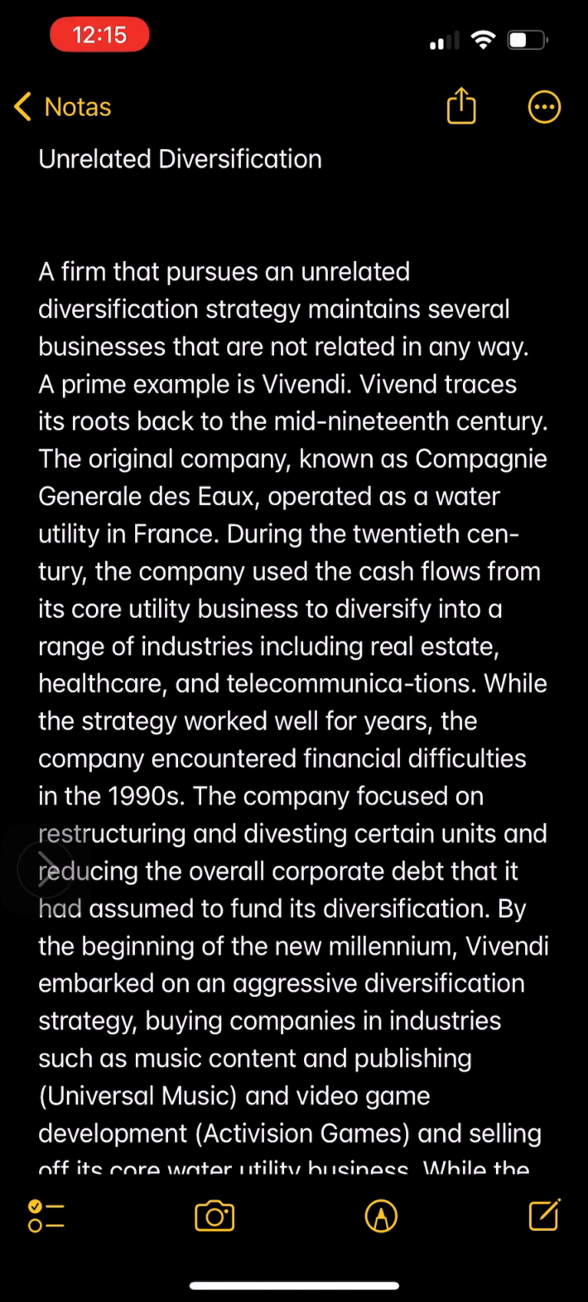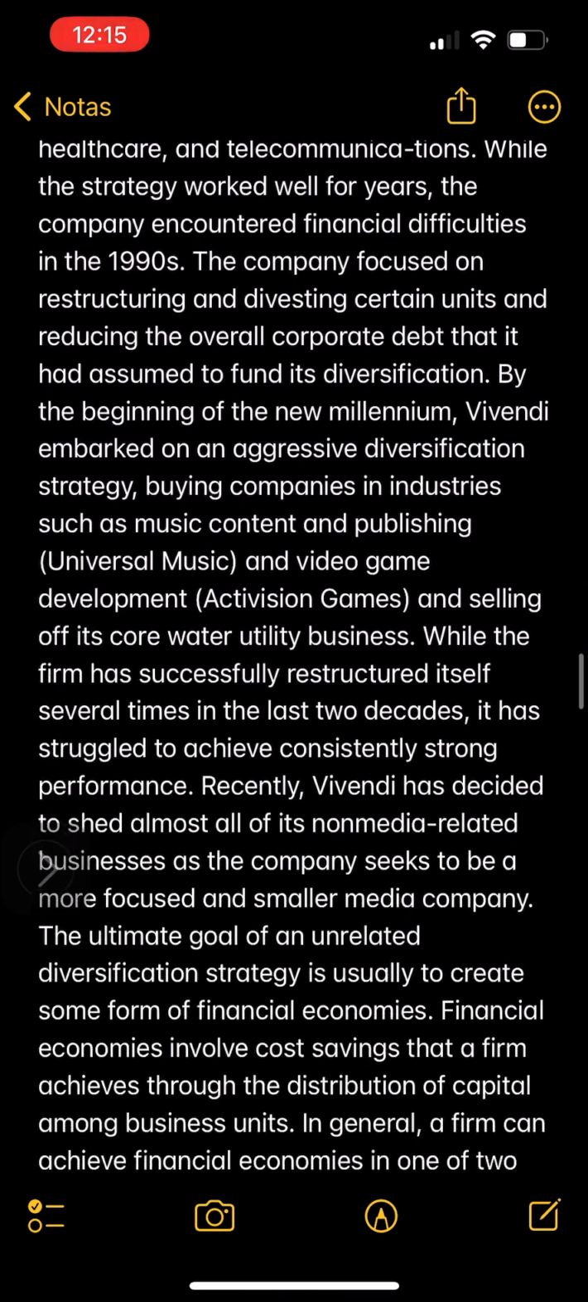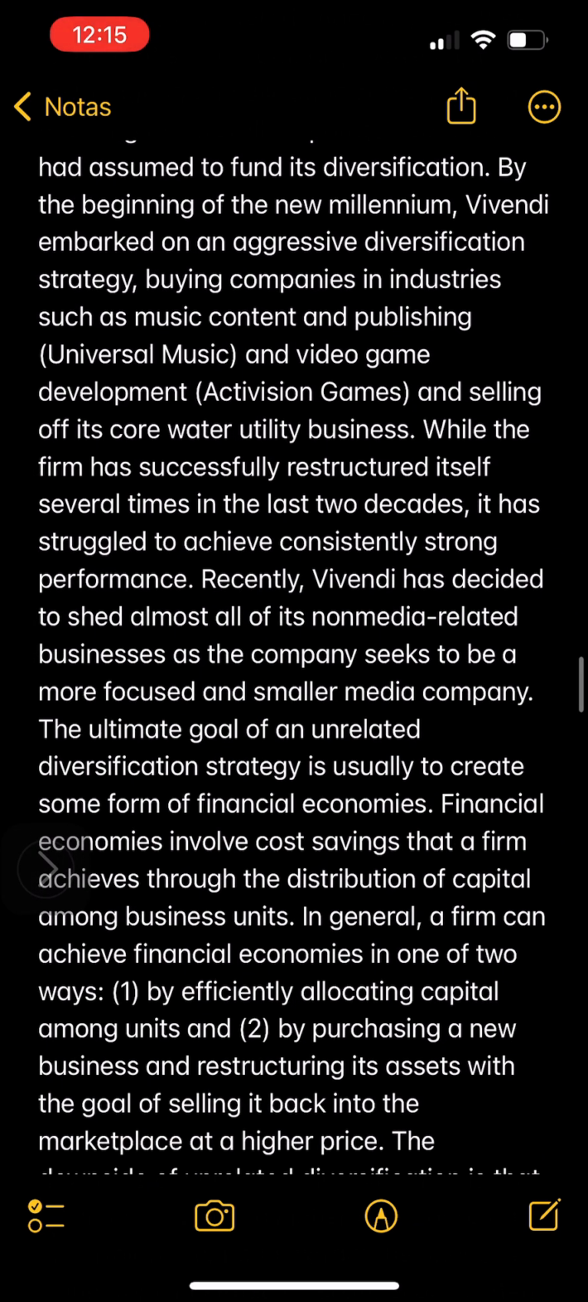While the strategy worked well for years, the company encountered financial difficulties in the 1990s. The company focused on restructuring and divesting certain units and reducing the overall corporate debt that it had assumed to fund its diversification. By the beginning of the new millennium, Vivendi embarked on an aggressive diversification strategy, buying companies in industries such as music content and publishing, Universal Music, and video game development, Activision Games, and selling off its core water utility business. While the firm has successfully restructured itself several times in the last 2 decades, it has struggled to achieve consistently strong performance. Recently, Vivendi has decided to shed almost all of its non-media related businesses as the company seeks to be a more focused and smaller media company.